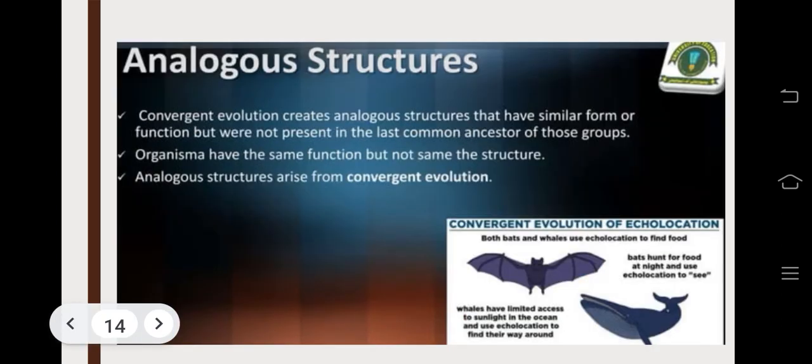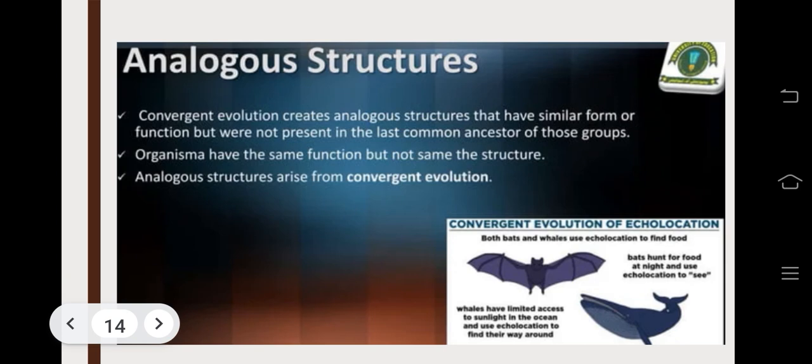Then analogous structures. Convergent evolution creates analogous structures that have similar form or function but were not present in the last common ancestors of those groups. Organisms have the same function but not the same structure. Analogous structures arise from convergent evolution.